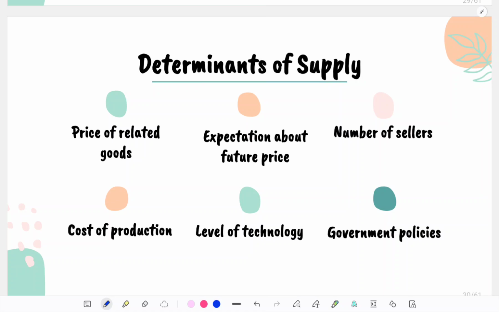In the next video, we will bring it together and talk about market equilibrium, where demand and supply meet to set the price.